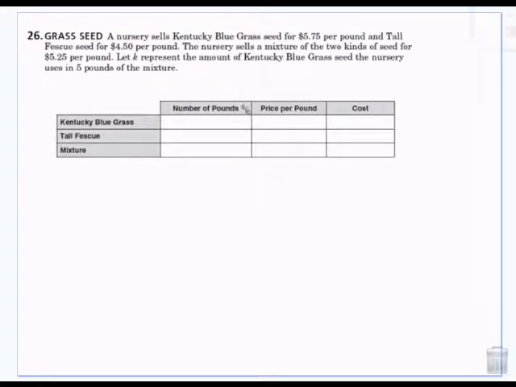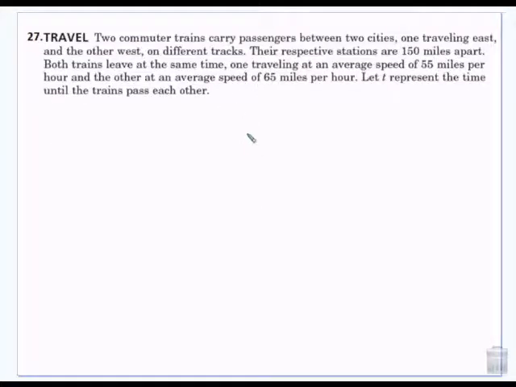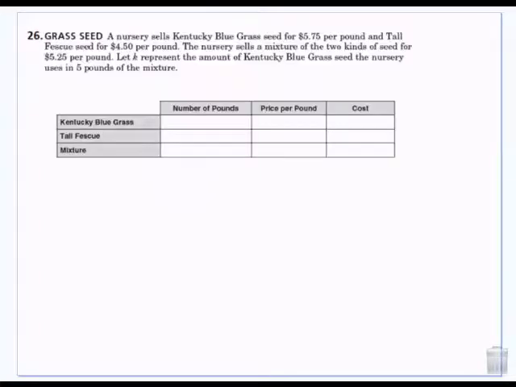I only gave you 2 of these, one mixture problem and one motion problem on the test as well. So we've got the type of grass, right? We've got Kentucky bluegrass, $5.75 per pound. So I'm just going to go ahead and put that in. And tall fescue for $4.50 per pound. And they want to sell a mixture for $5.25 per pound.